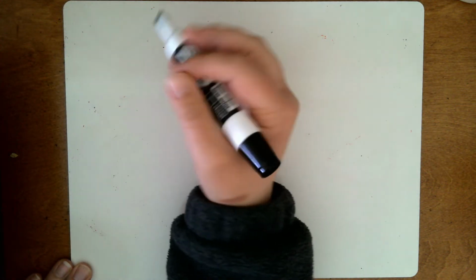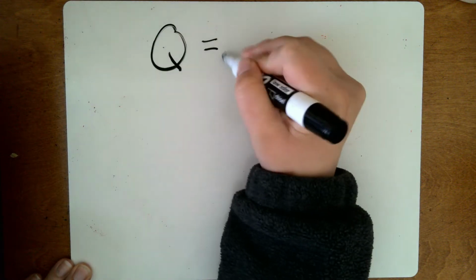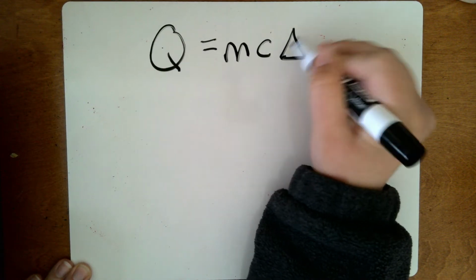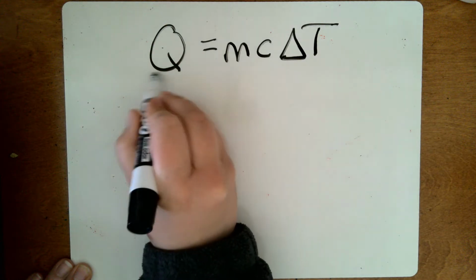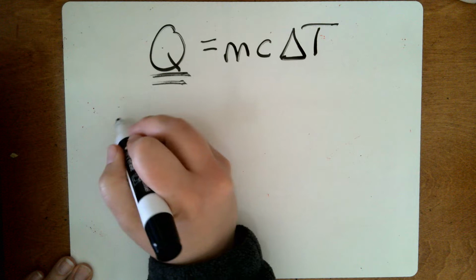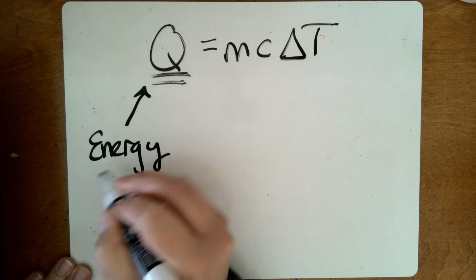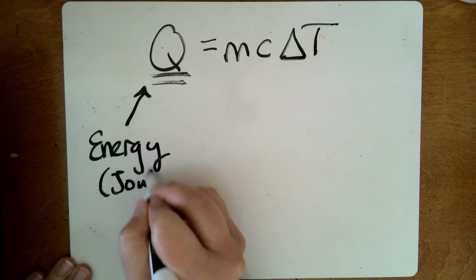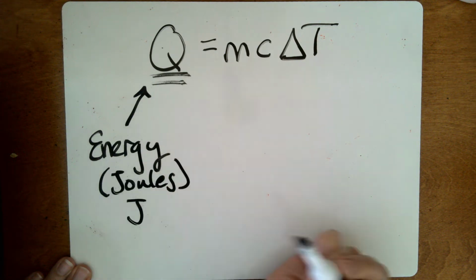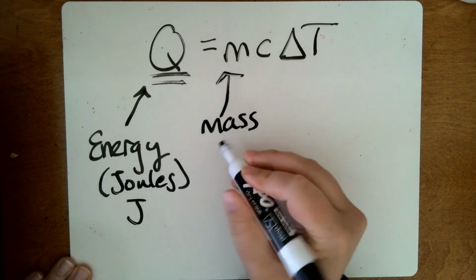Okay, in this video, I'm going to show you how to use the formula Q equals mc delta T to solve for energy, which is Q. So the first thing we have to do is define all these variables. Q is energy in joules, which is abbreviated as J. M, you might have guessed, is mass in grams.